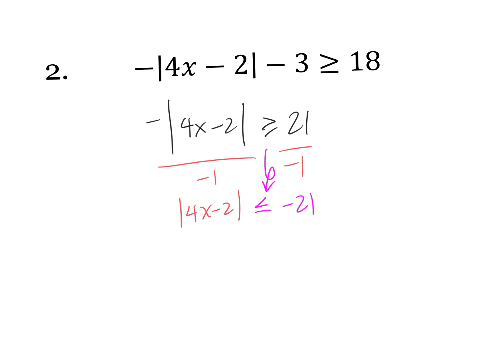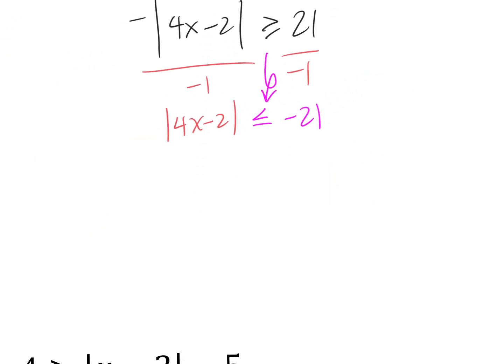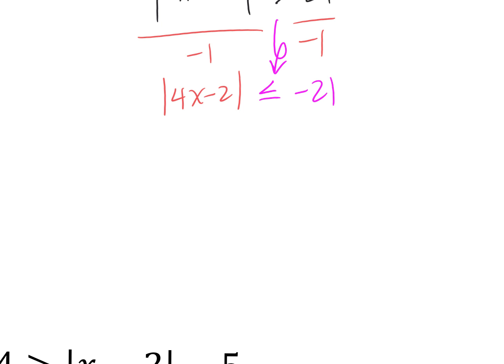So now does this look like how we started this problem? Does this look how we started that one? Yeah. Now this is when we can make our two different equations. The first equation is always just what we started with. The first equation is just 4x minus 2 is less than or equal to -21. You just take away the bars.